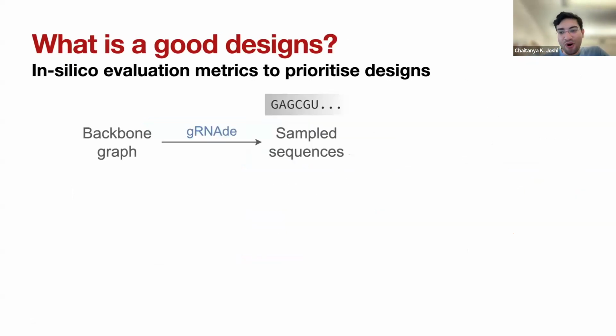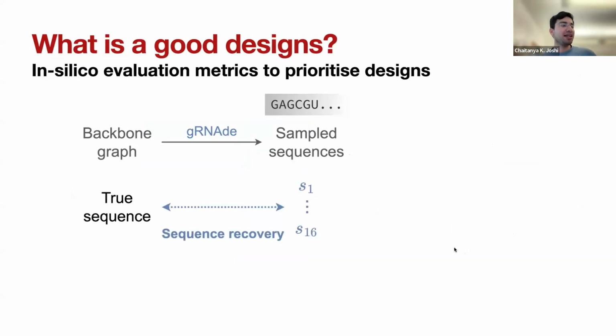So that was our pipeline, the machine learning model which takes structure as input and decodes sequences. You give it a backbone graph, you get sequences. How do you then choose what are good designs? How do you evaluate the system, and how do you select what gets sent to the lab? The one I'll show you today mostly is called sequence recovery. You can basically measure how well you recovered the true sequence in your designed sequences.